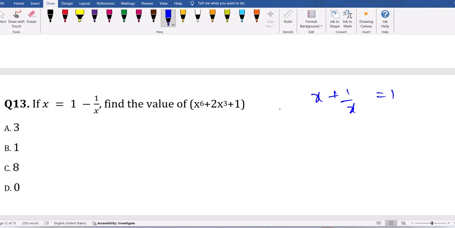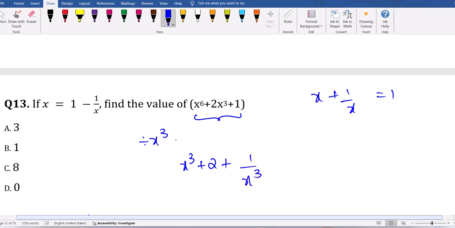Sir, I can take this as a quadratic equation and solve, it's your wish, but take care, okay, of what can be done. Here what I am thinking, if I divide this equation by x cube, that is x cube plus 2 plus 1 by x cube. Well, if I take x cube common, this is what we'll get. X cube plus 1 by x cube can be obtained from this equation. Actually, that's not a big deal.